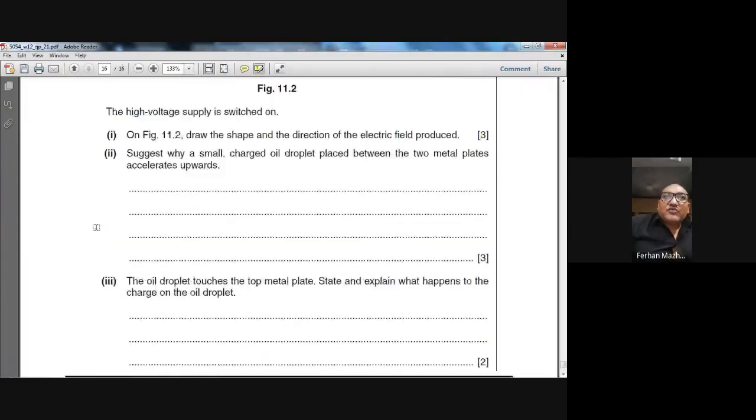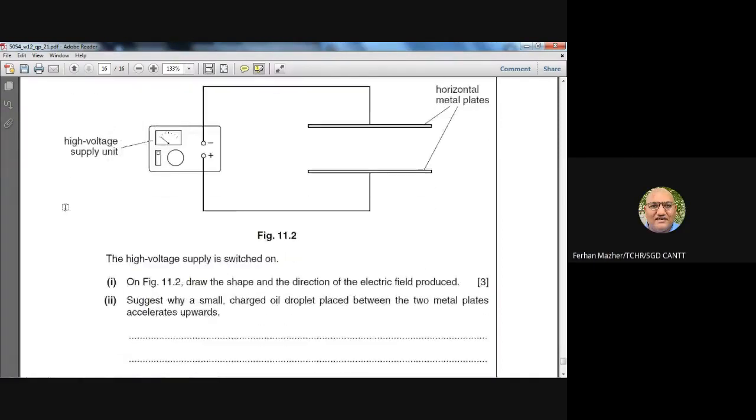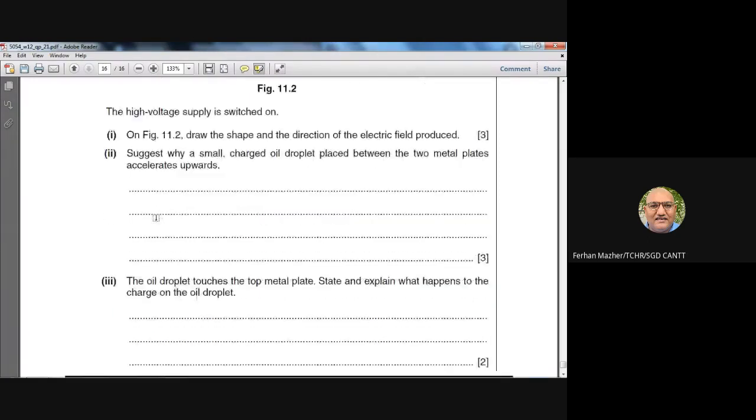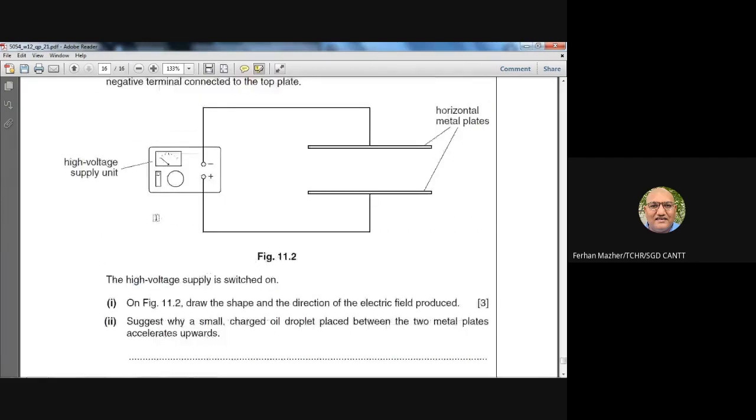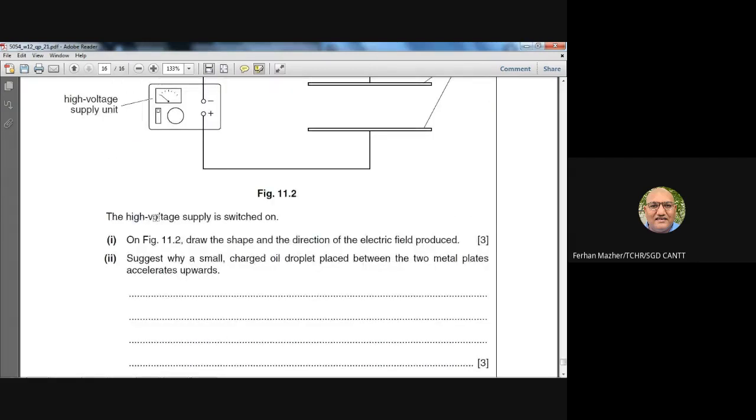Suggest why a small charged oil droplet placed between the two metal plates accelerates upward. So what they have done, they have placed an oil drop here and it moved upward. Against the gravity, it went upward. So why will this happen? Why does an oil droplet move against the gravity? That's how this is possible.